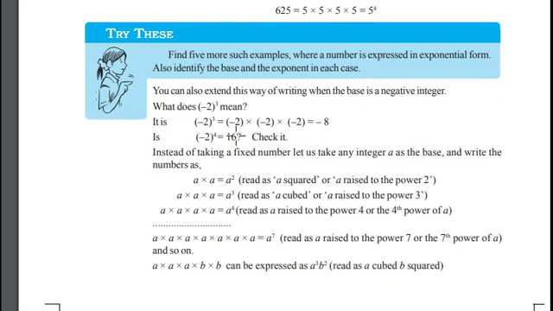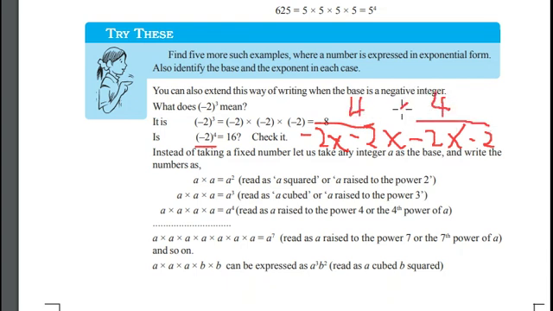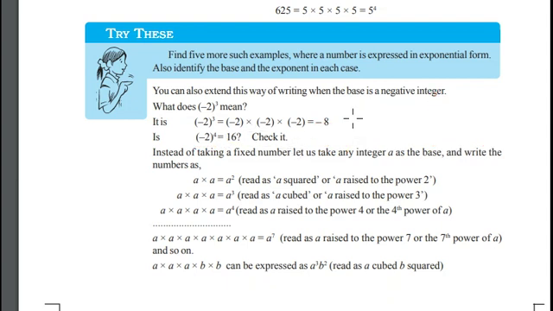Now let us check this for minus 2 to the power 4. Minus 2 raised to the power 4 is minus 2 times minus 2 times minus 2 times minus 2. Minus 2 times minus 2 is equal to plus 4. Minus 2 times minus 2 is equal to positive 4. 4 times 4 is equal to 16. I hope you understand why a negative number times a negative number is a positive number.